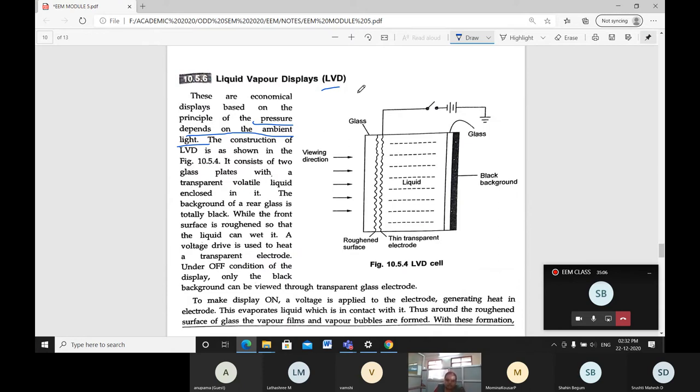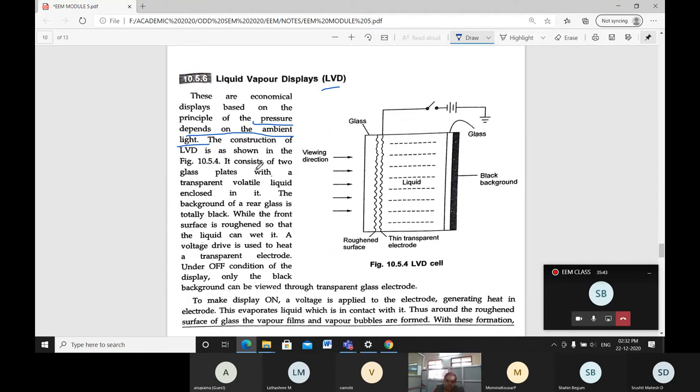The construction of the display is shown in the figure. From this side we have the viewing direction. A glass is connected. Here it is going to be a roughened surface. Here thin transparent electrodes are connected. For this, a battery is connected. Then this is full of a liquid. And here is a glass. And the other side is a black background.